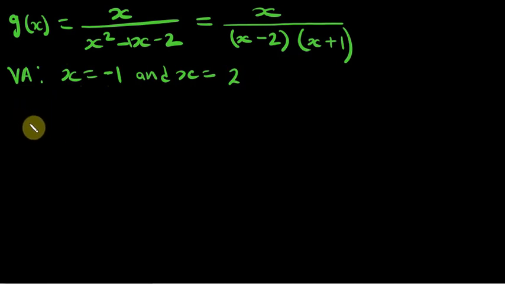Do we have a horizontal asymptote for this graph? Yes, we do, because the denominator is of a higher order compared to the numerator. In this case, the horizontal asymptote will lie at y equals 0. So let's plot.